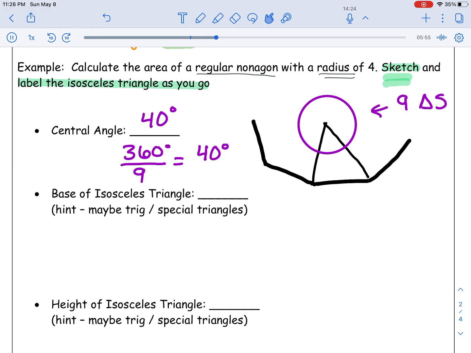And since they told me that I have a radius of 4, I'm going to label each side of that isosceles triangle as 4. Step 2 asks me to find the base of my isosceles triangle. So the first thing I'm going to do is take my isosceles triangle and draw it a little bit neater so that it's out of the way from all the other stuff. So we're going to come in here, draw my isosceles triangle, nice and neat.